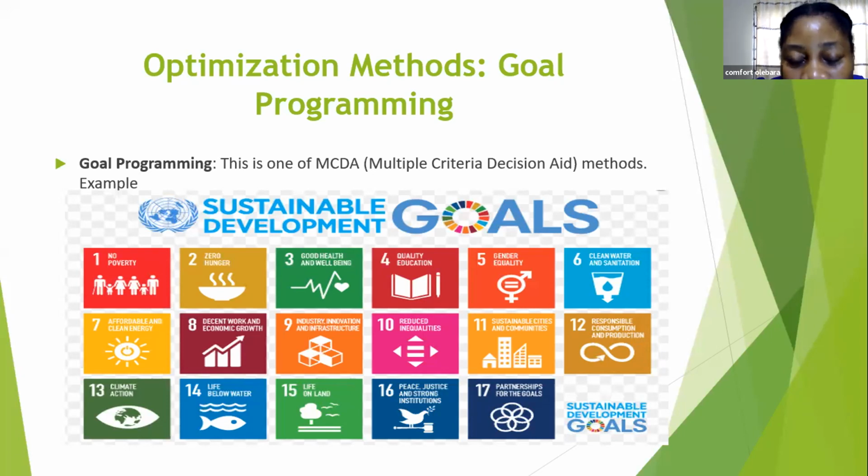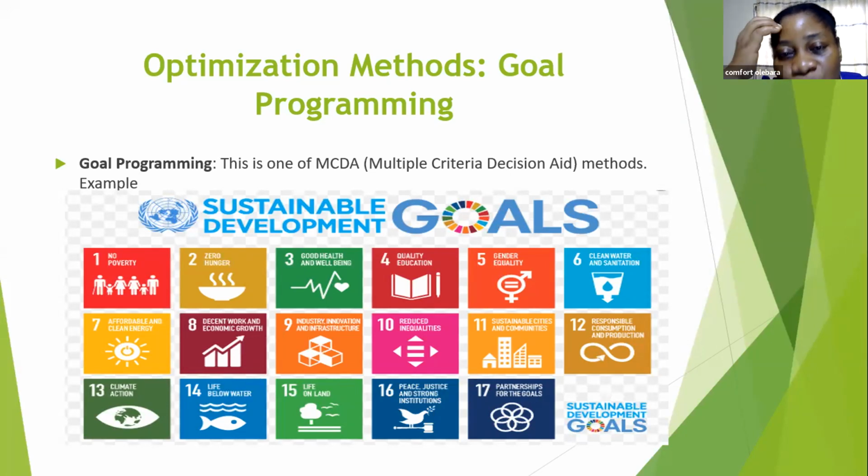that the United Nations developed as a means of sustaining the economy of nations. They believe nations should work towards actualizing these goals. You see some of the goals here: no poverty, zero hunger, good health and well-being, quality education, gender equality, and so on, up to the 17 sustainable development goals.